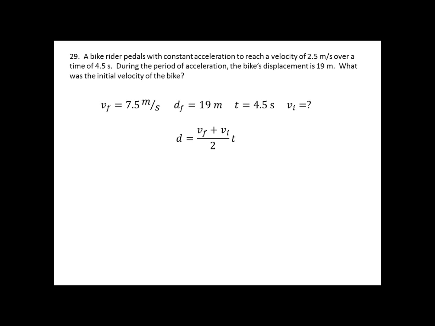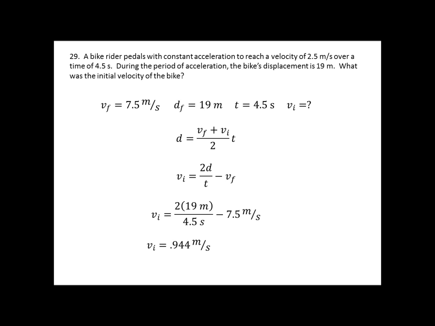Now I want to solve this for VI. So I multiply the 2 over, I divide by the time, and the last thing we do is we subtract the final velocity over. Plug everything in, type it into our calculator, and we get 0.944 meters per second.